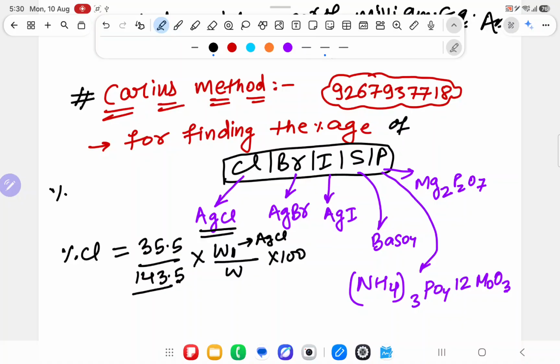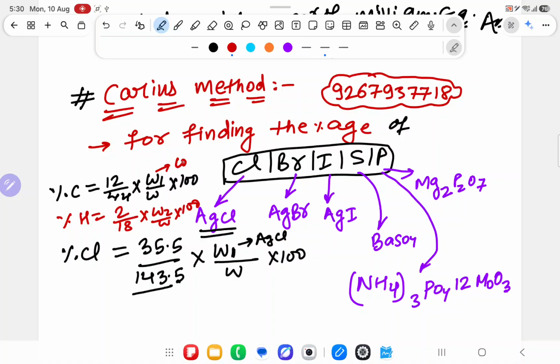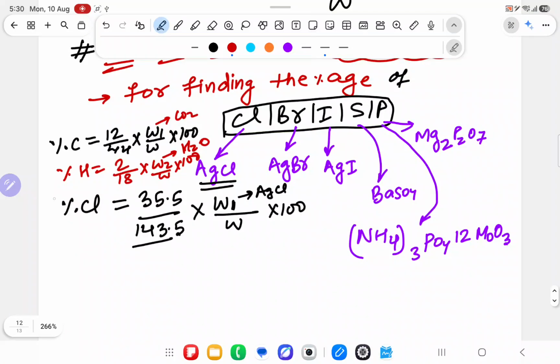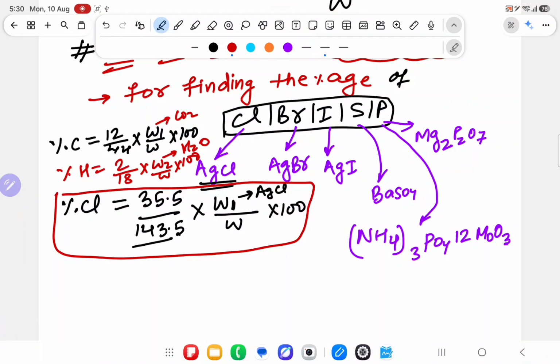It is similar to percentage of carbon. What you are doing? 12 by 44 into W1 by W into 100. Then again percentage of hydrogen: 2 by 18 into W2 by W into 100. W1 is the weight of carbon dioxide, W2 is the weight of water. Similarly here, for percentage of chlorine: 35.5, weight of chlorine, upon AgCl weight 143.5, into weight of AgCl upon weight of organic compound into 100.